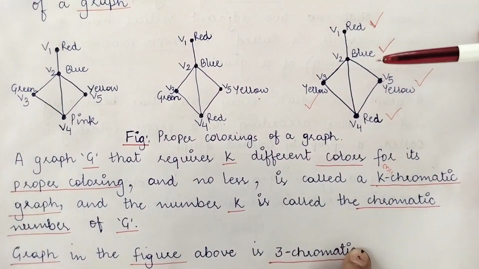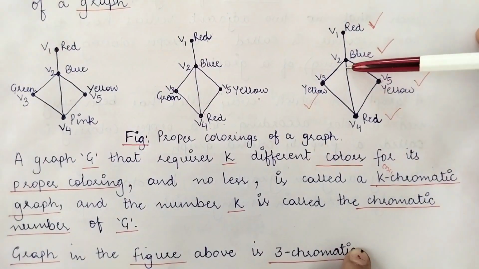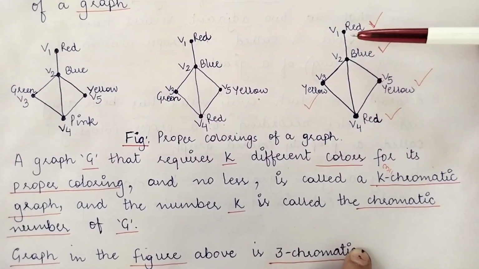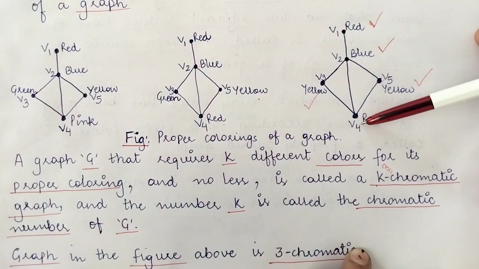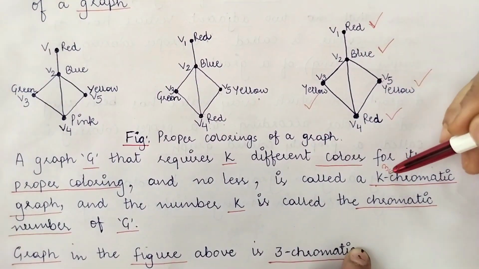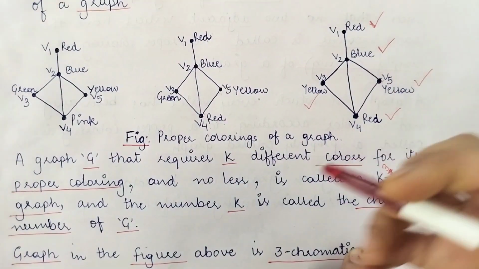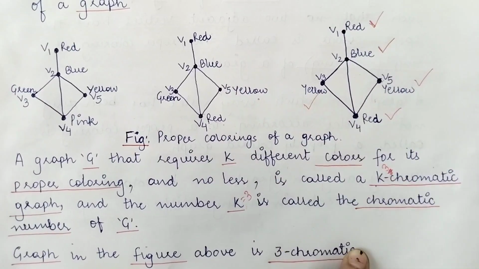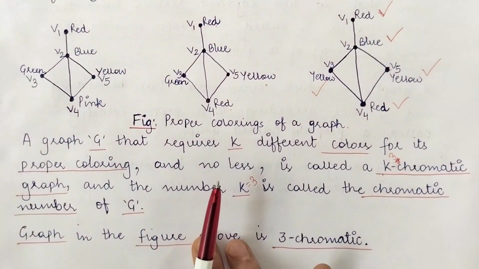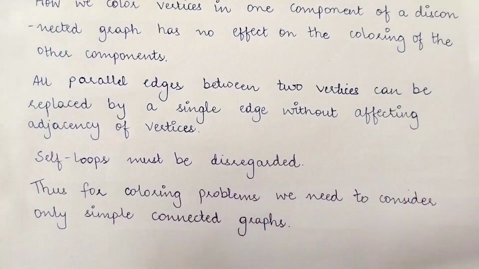So the only condition for any proper coloring of a graph is that no two adjacent vertices can have the same color. Keeping in mind this condition, 3 is the minimum number of required colors to do the proper coloring of this graph. As this graph is a 3 chromatic graph, and since minimum 3 colors are required for the proper coloring of the graph, the chromatic number of this graph is 3. That is your K equals 3 for this graph, right? So that is why I said that the graph in the figure above is K chromatic.